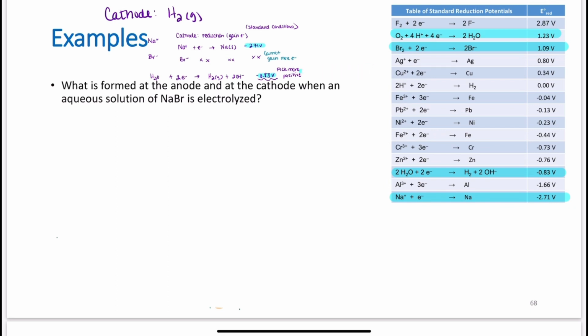Now let's think about the anode. Oxidation, lose electrons. Sodium plus can't do anything. It's lost all the electrons it can lose. It has no more valence electrons to lose. I mean, it has core, but it's not going to lose those.